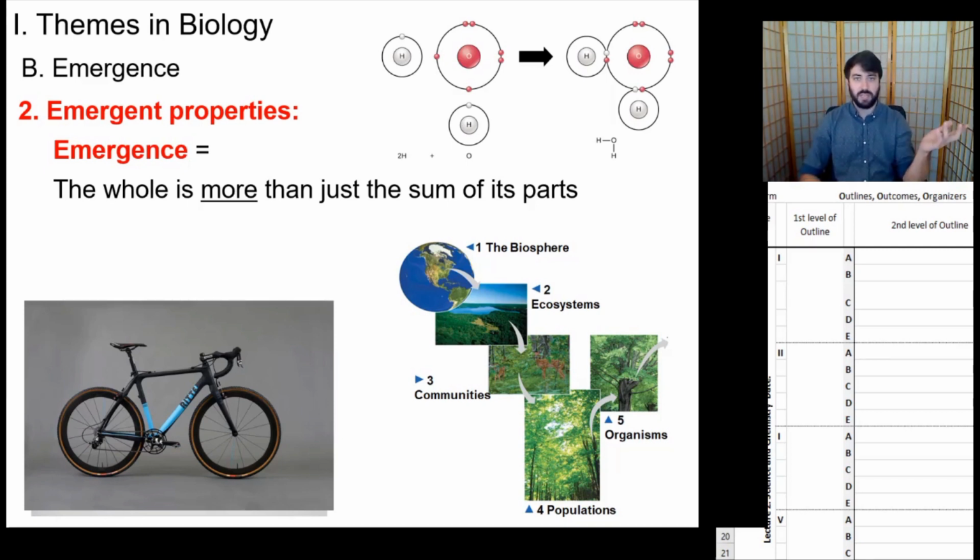So organisms have different properties than the populations they're part of. Water has different properties than the constituent molecules that it's made of. Bikes have different properties than the parts that the bike is made of, and so on and so forth. Now, if you want to look into this a little more, emergence has a lot of really interesting phenomena associated with it. Actually, if you've ever heard of the program Radiolab, it's a podcast. They have a whole episode about emergence that's really fascinating.